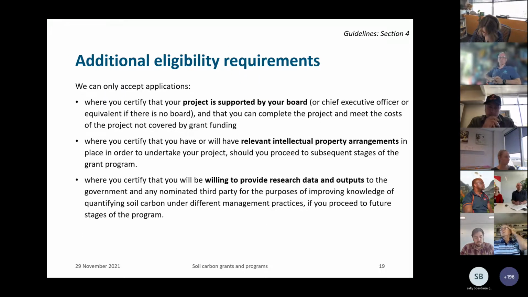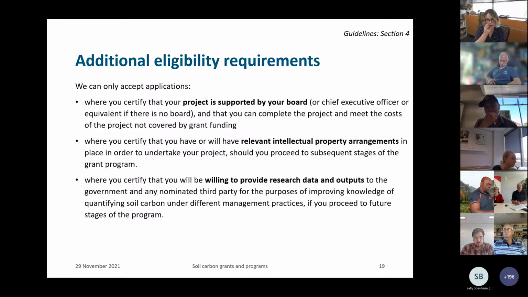We will only accept applications where you certify that your project is supported by your board or CEO and that you can complete the project and meet the costs of the project not covered by the grant funding. Where you certify that you will have relevant intellectual property arrangements in place in order to undertake your project, and where you certify that you'll be willing to provide research data and outputs to the government and any nominated third party for the purposes of improving knowledge to quantify soil carbon under different management practices.